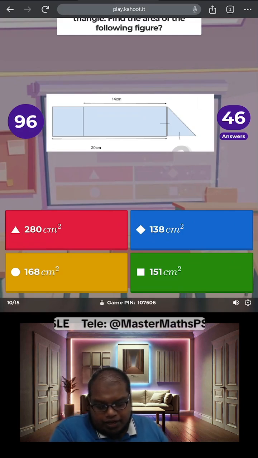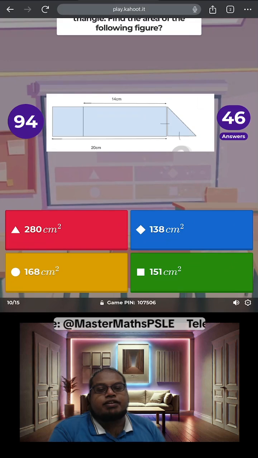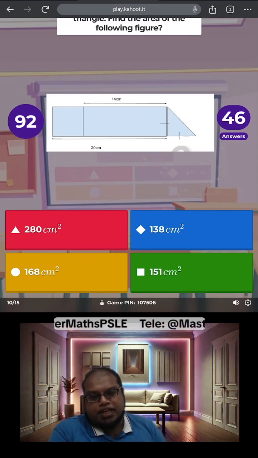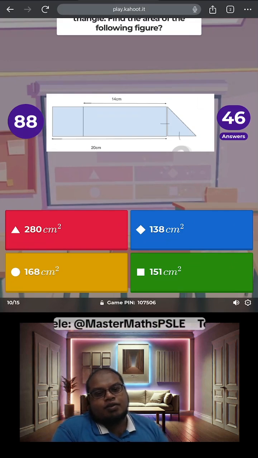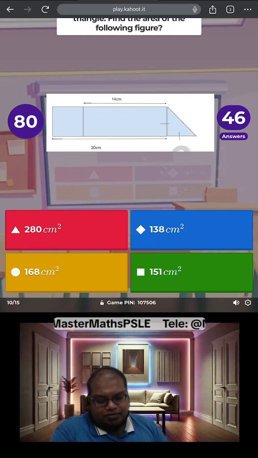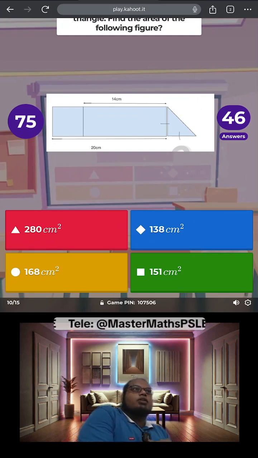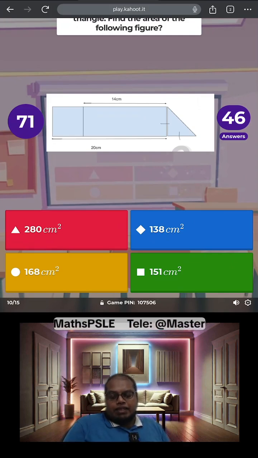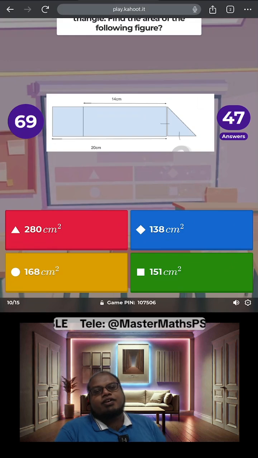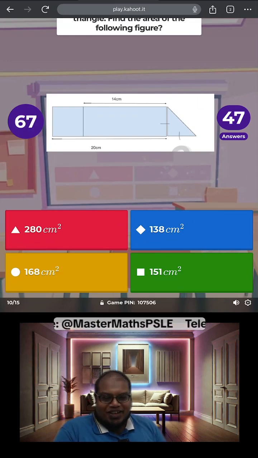Okay, is it the red, the blue, the yellow, or the green? Why are people saying red? Idris, are you sure it is red? Because you see the 14 and the 20, they are not the length and breadth. I mean, they are lengths lah, but they are not a breadth. Oh, you are tricking people. Okay, okay.